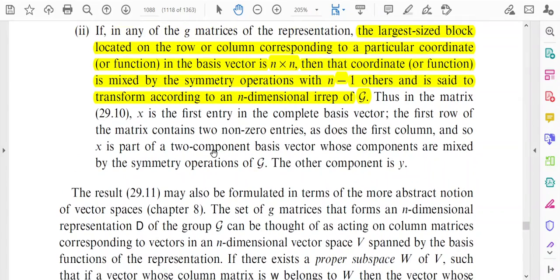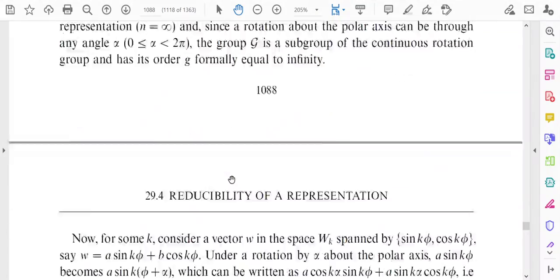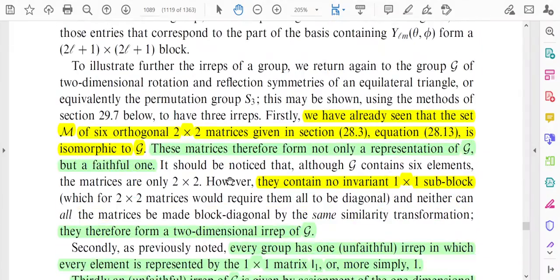So x is part of a two-component basis vector whose components are mixed by the symmetry operations of G. The other component is y. So here x is mixed with y, and this fact we have already discussed in some earlier lectures also. Now we will give some examples regarding the irreps of G.